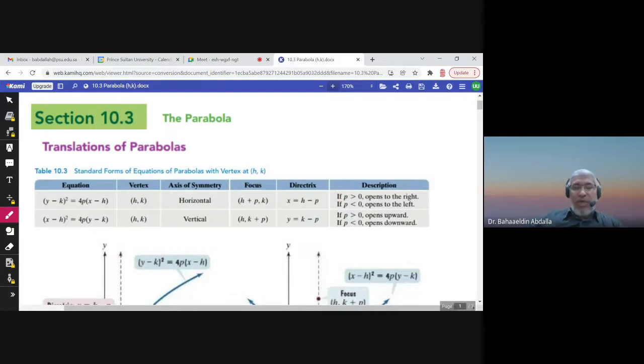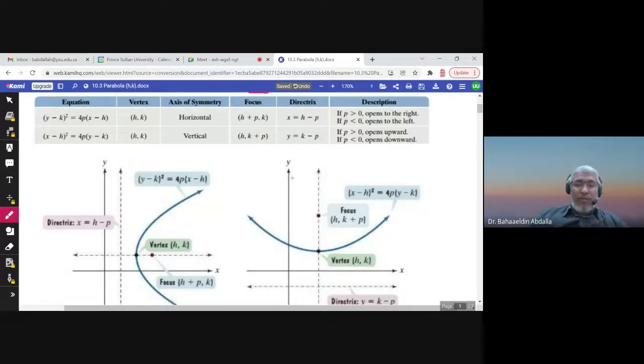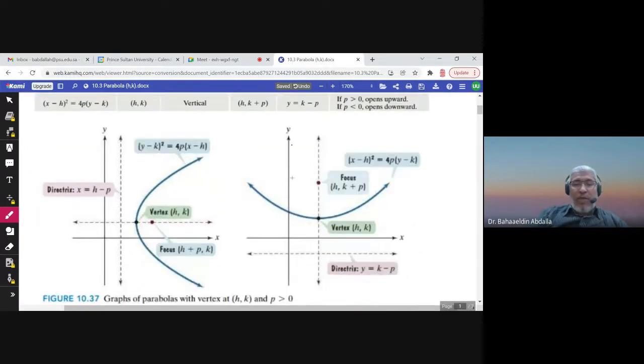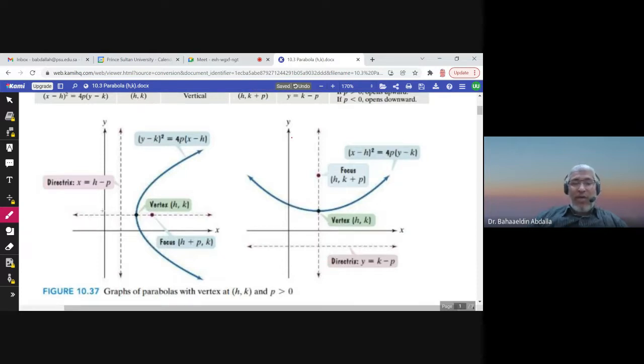This is section 10.3 again, and we will talk now about translations of parabolas. So parabolas with vertices at (h, k), not (0, 0), which means that we are going to translate the vertex of the parabola from (0, 0) to (h, k). Now what happens? As usual, we add h to any x coordinate, and we add k to any y coordinate. So the vertex was (0, 0), but now it is (h, k).